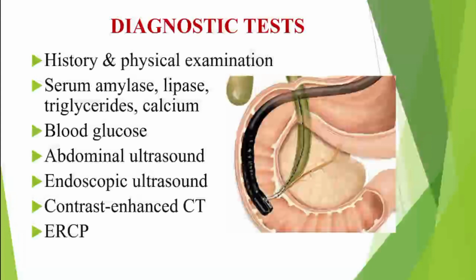which means diabetes mellitus can be seen. And abdominal ultrasound, endoscopic ultrasound, and contrast CT scan: all the imaging studies are done to identify the underlying cause of pancreatitis. And other than that, we can do ERCP, endoscopic retrograde cholangiopancreatography. By that we can visualize the pancreatic duct, cystic duct, and common bile duct, through which we can identify the root cause of pancreatitis.